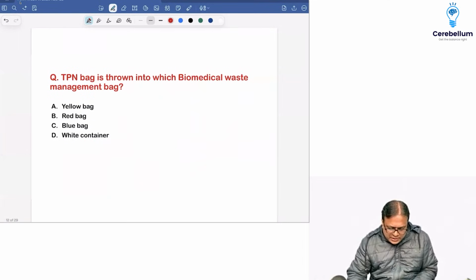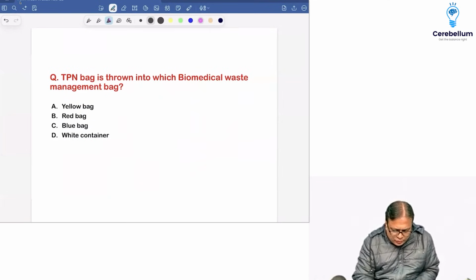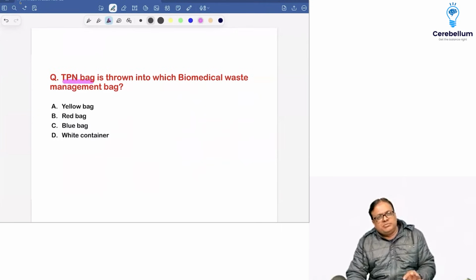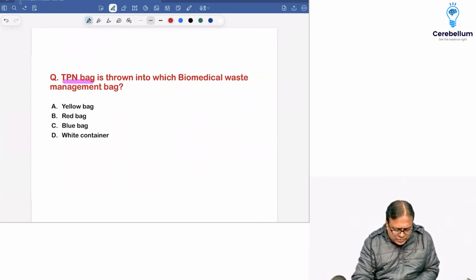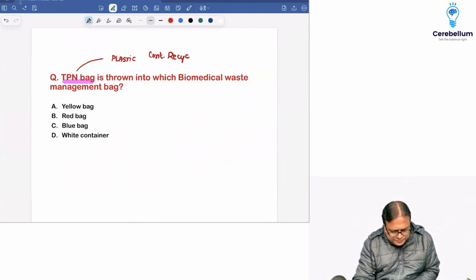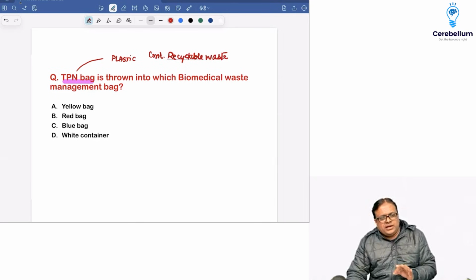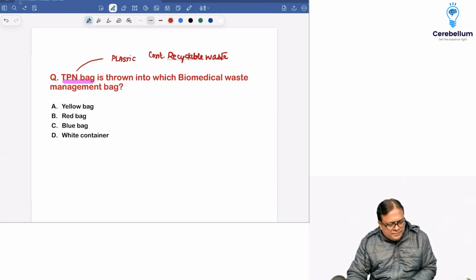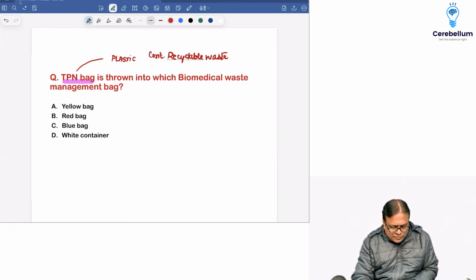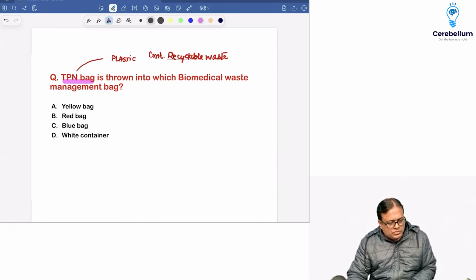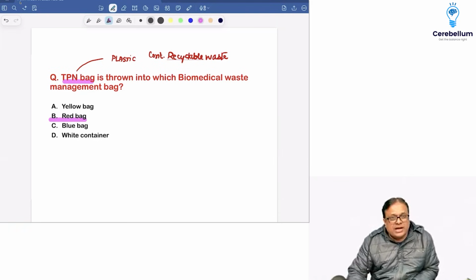Okay. TPN bag is thrown into which biomedical waste management bag? I think this was also a fairly direct question. TPN bag means we are looking at plastic, which is a contaminated recyclable waste. Plastic, red colored bag, contaminated recyclable waste, which bag should be used? Yes, it will go into red bag, right?